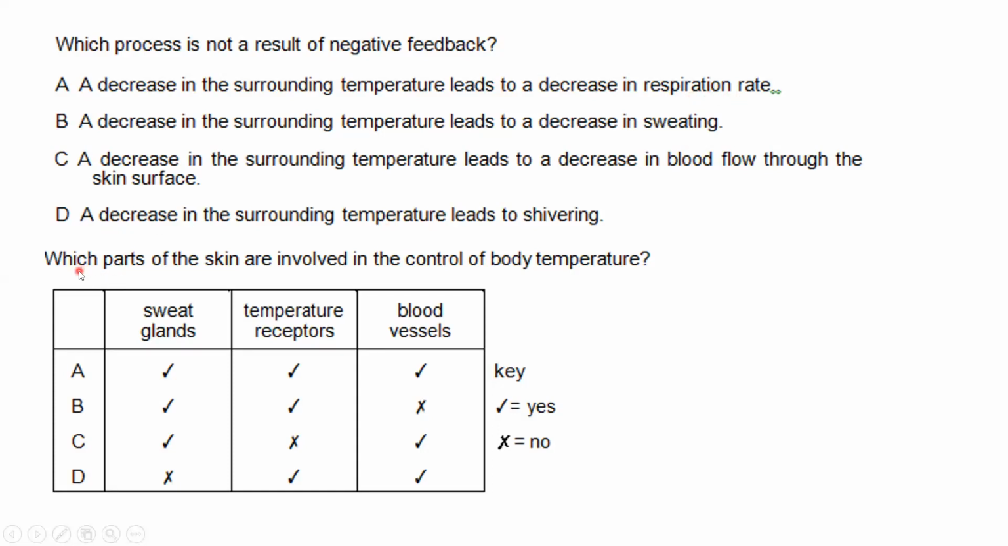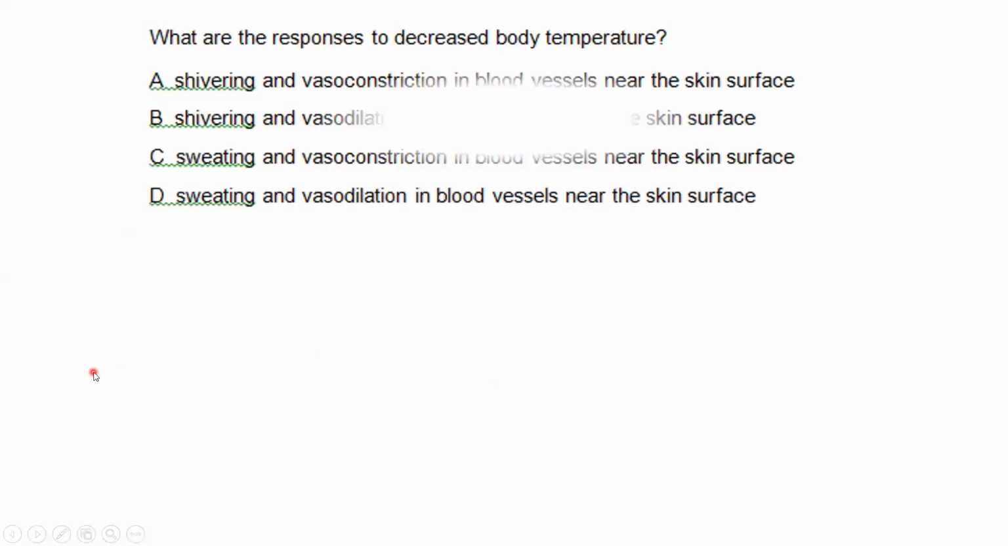Okay, so the next question is, which parts of the skin are involved in the control of body temperature? Yes, sweat gland, thermoreceptor, and blood, all these three are. Right answer is A. Next is the question over here.